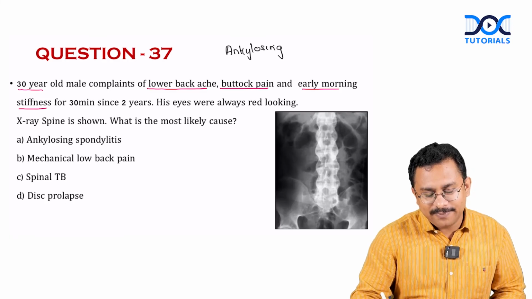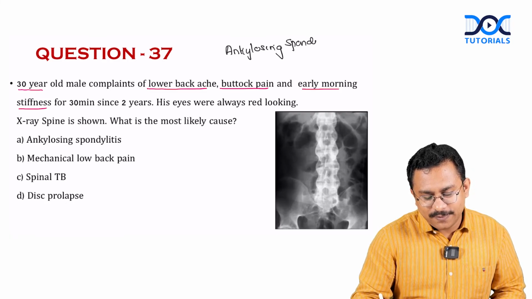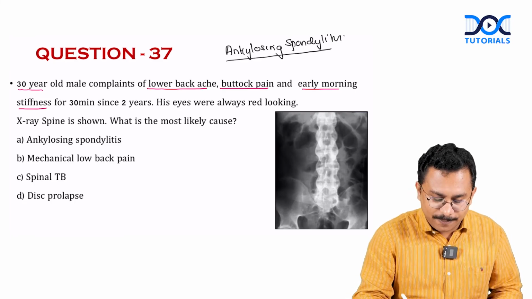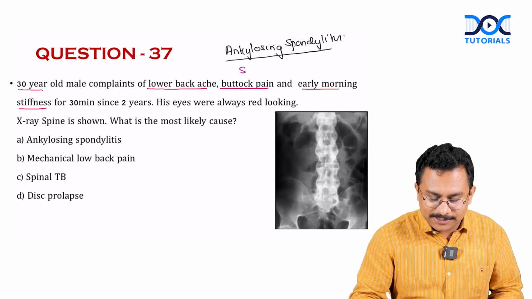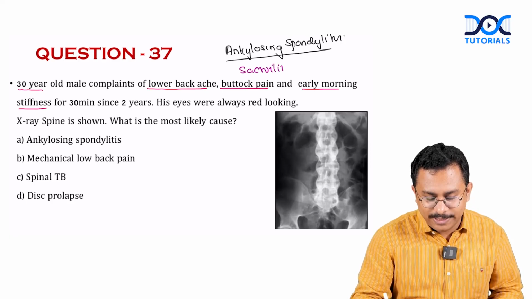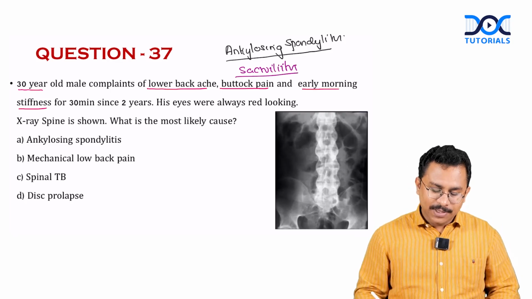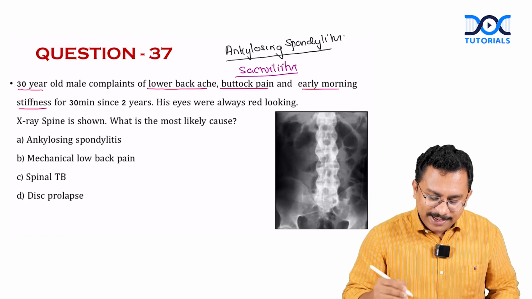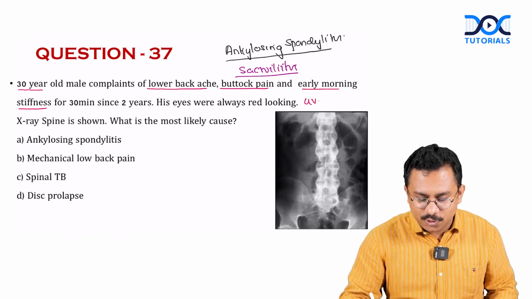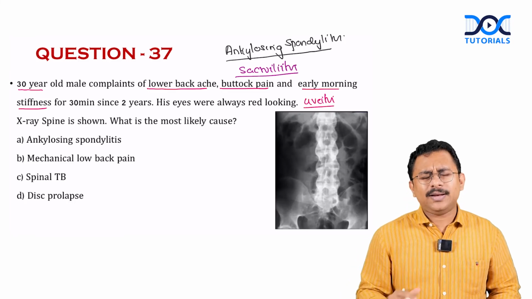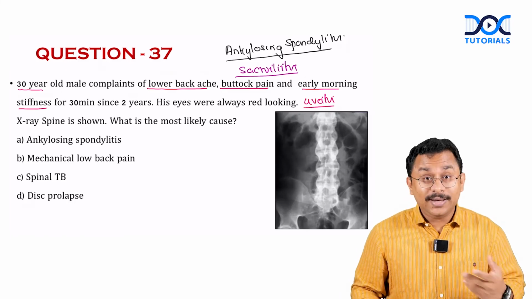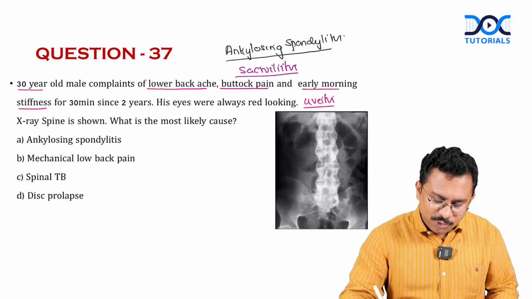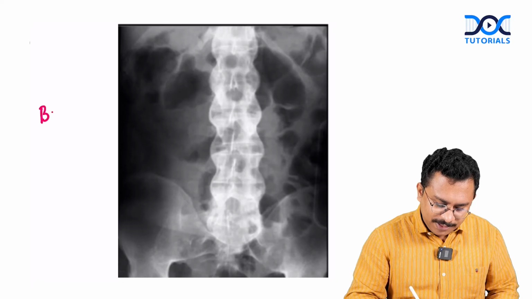Tell me, why is the patient having this buttock pain? The reason for the buttock pain is sacroiliitis. And early morning stiffness is also common with ankylosing spondylitis. His eyes were always red-looking, which is due to uveitis. We had a very similar question asked in the 2021 NEET-PG as well. The X-ray of the spine shows the typical bamboo spine appearance.